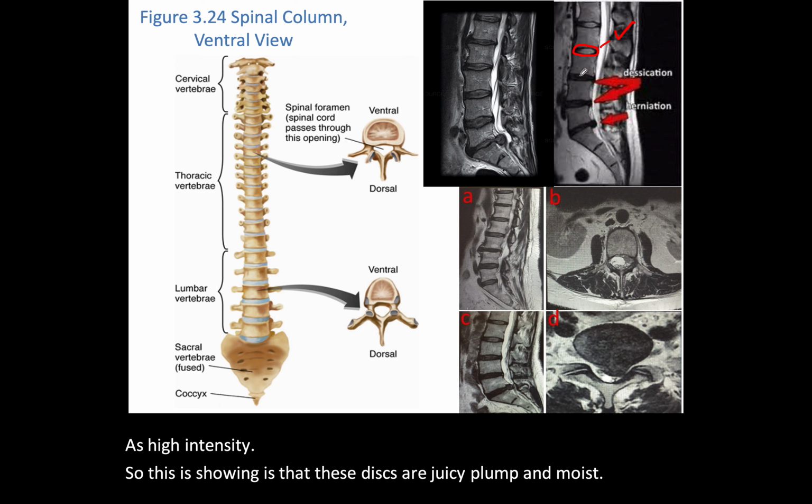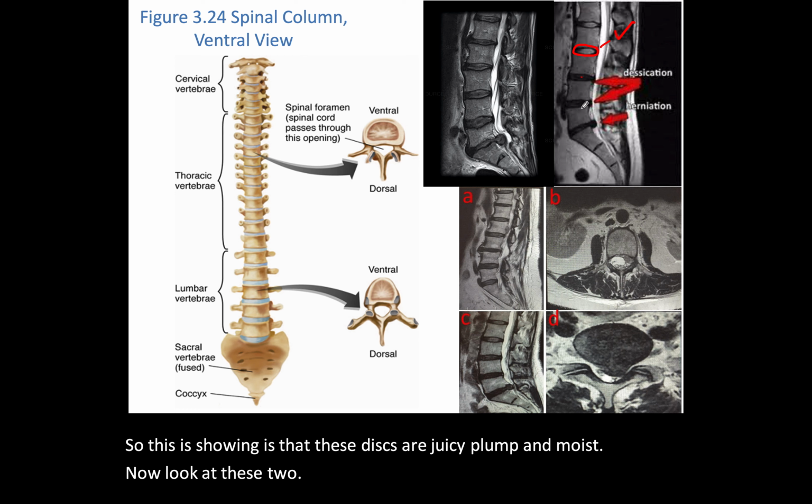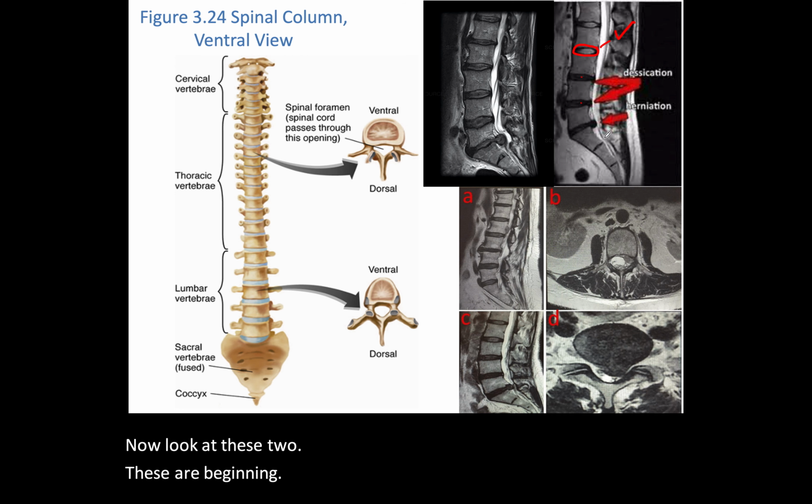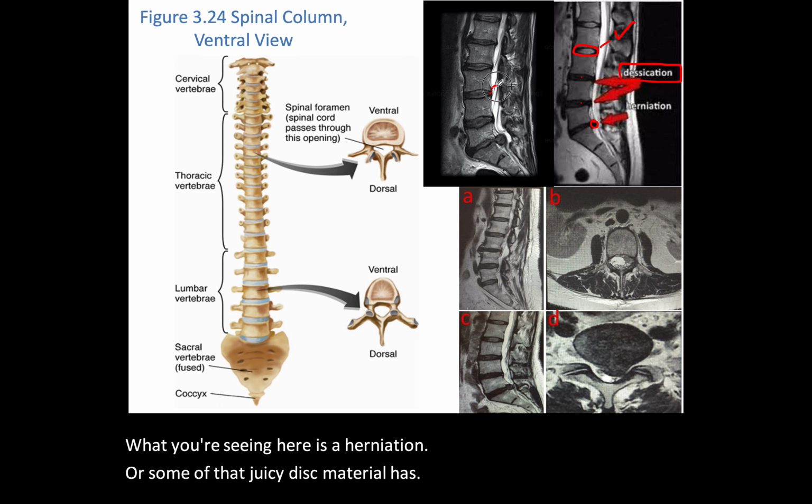Now, look at these two. These are beginning actually into the degenerative process. This is called desiccation or drying out. Shortly after drying out, the disc begins to collapse. What you're seeing here is a herniation, where some of that juicy disc material has squirted out into the spinal canal.